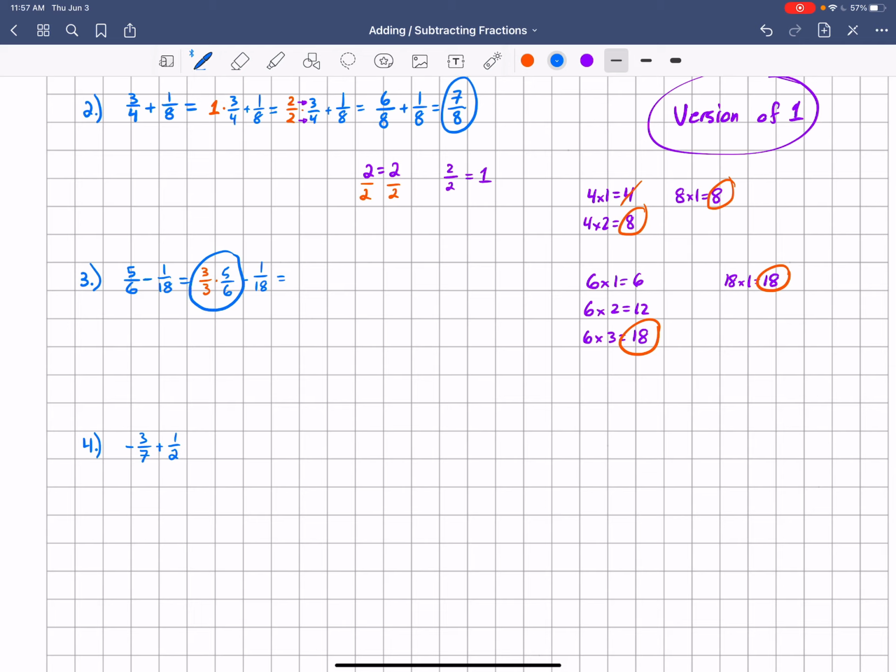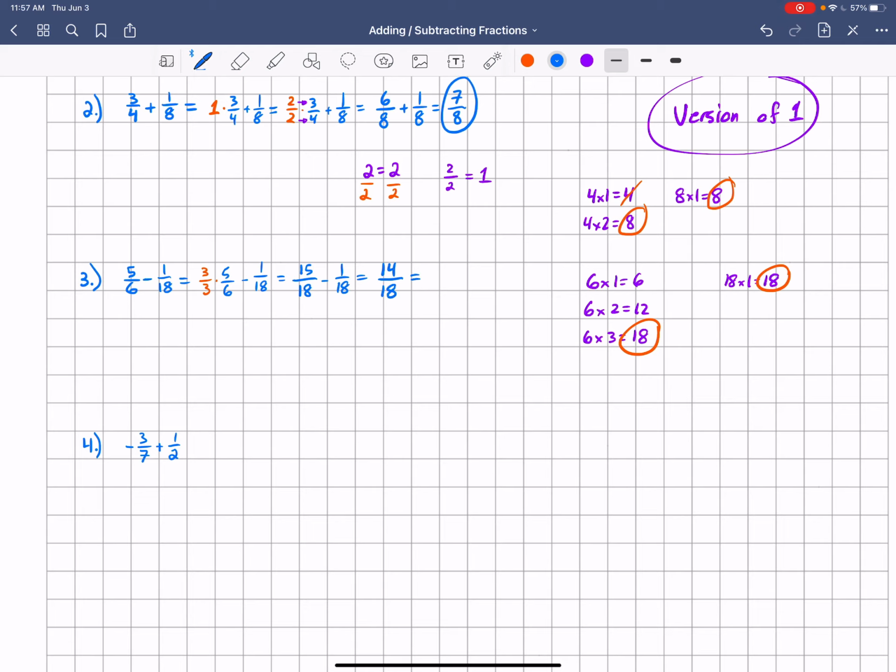Now we're going to multiply this fraction. We'll have 3 times 5 is 15. 3 times 6 is 18. And we're going to just copy over minus 1/18. Now, instead of adding, this time we're going to subtract, but we only subtract the numerators, the tops of these fractions. So 15 minus 1 is 14, and the denominator stays the same.